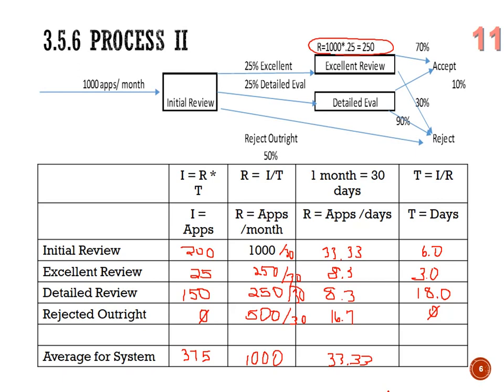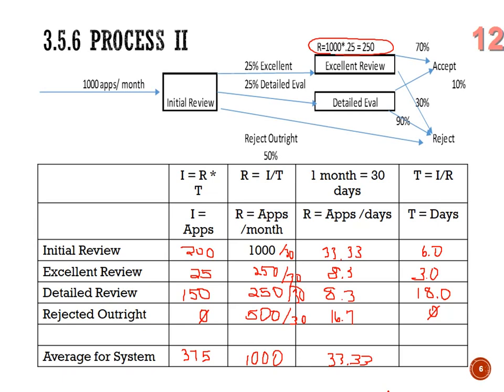So I could say that I have 1,000 applications, and basically 25% of them are going through the excellent review process. If I were trying to determine how long it takes for each one, I would ask what percentage of my 1,000 applications go through the initial review? 100% of them, every single one. So I could take 100% times 6 days.